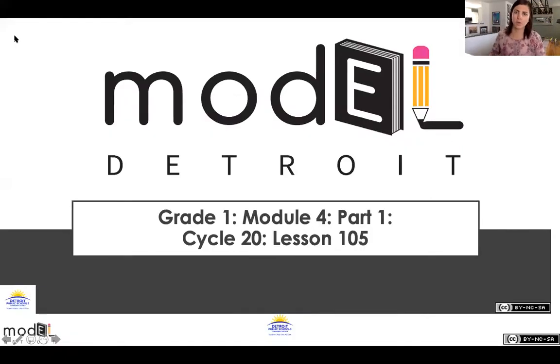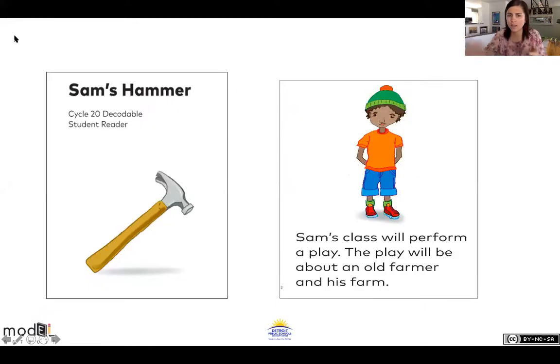This is lesson 105. All right, let's review our Sam's Hammer. We're going to reread it once more because that's what proficient readers do. They read things more than once. Let's look at the title. We know this is the title because it's bold print and it's at the top of the picture. So I put two pages on one slide. So this is the beginning of the book, Sam's Hammer.